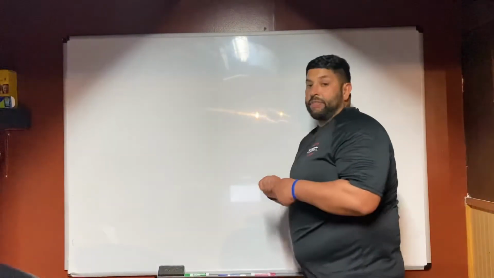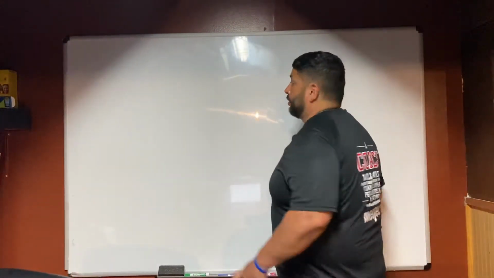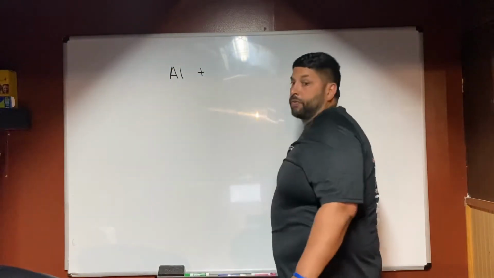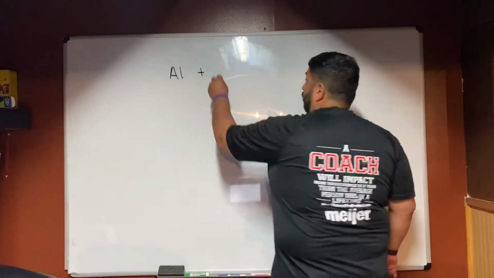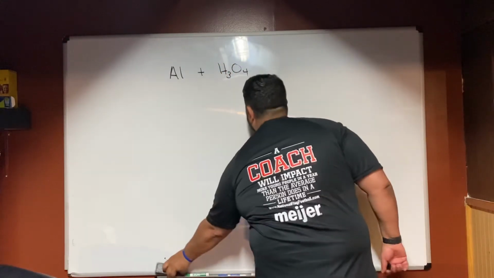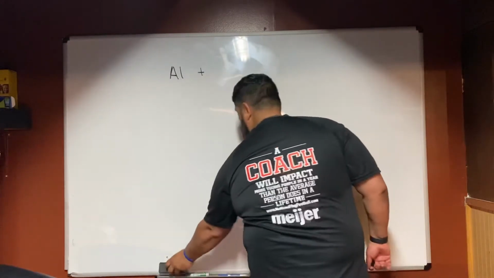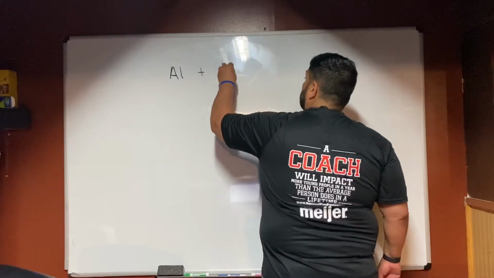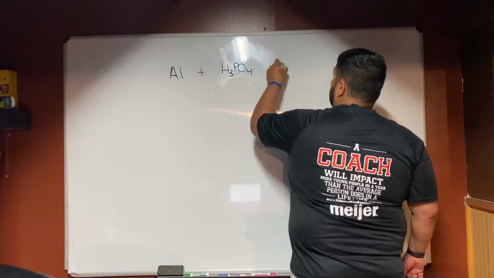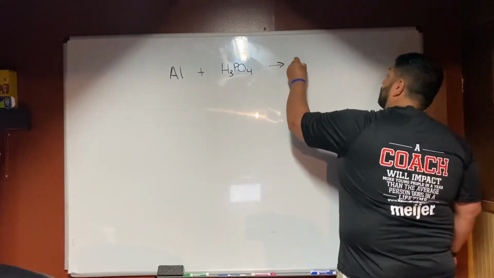For the simplicity of time, I'll just tell you what the equation at the top is. Aluminum reacting with phosphoric acid, which I give you the formula of H3PO4, produces aluminum phosphate plus hydrogen.